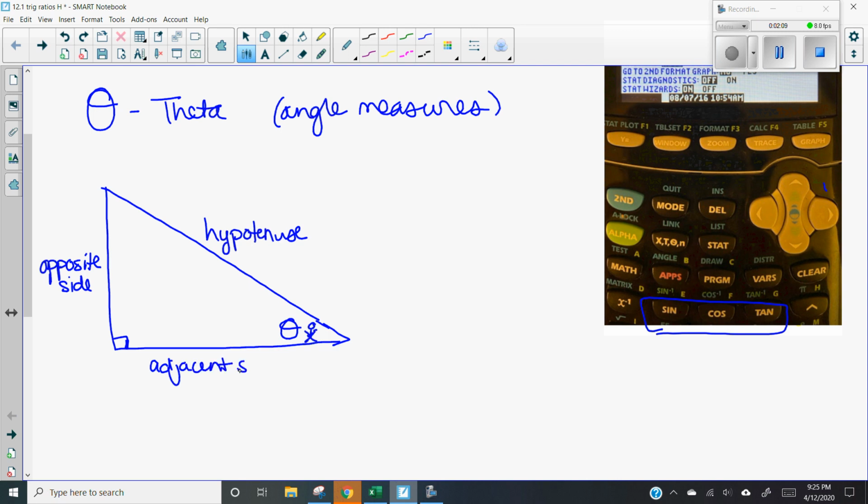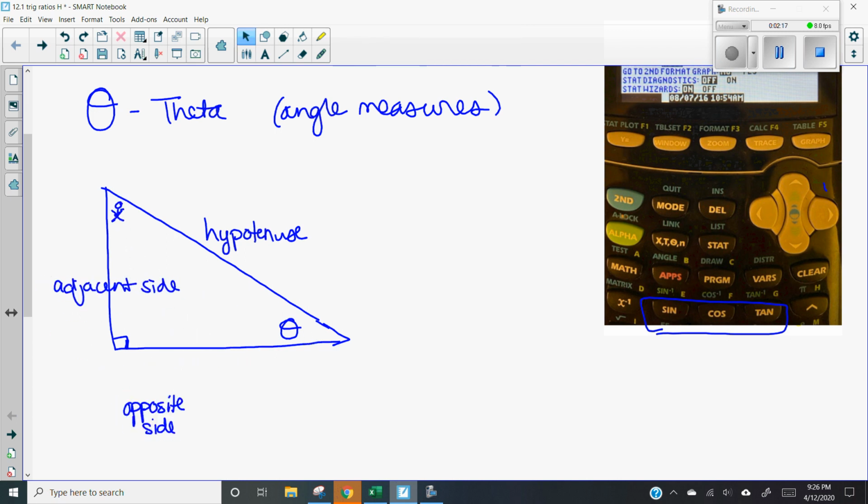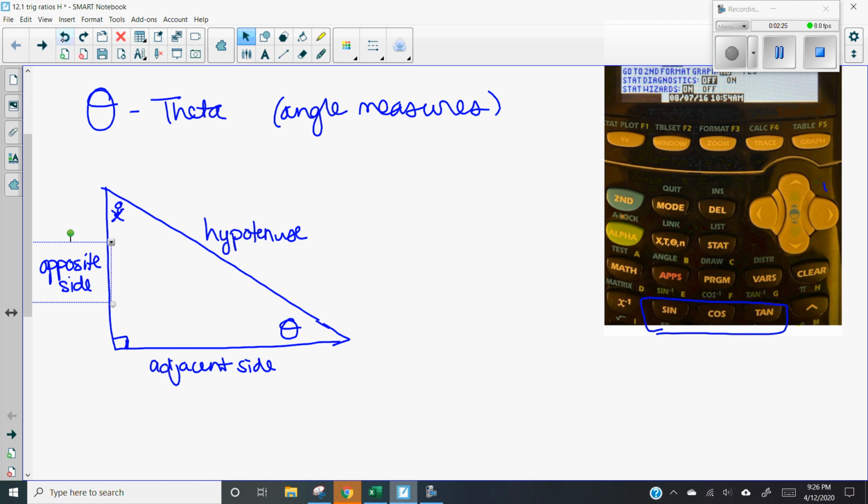Now, that all depends on where theta is located. So if I were to move my little stick figure guy over here, now my opposite side and my adjacent side would switch places. Okay, we're not going to do that right now. You can leave your notes as is. Sorry if you started erasing there already. But that, again, is all based on the location of which angle you're choosing.